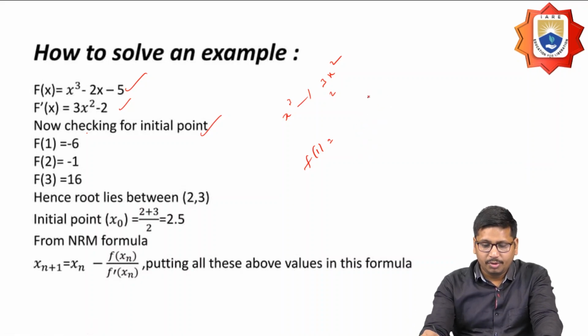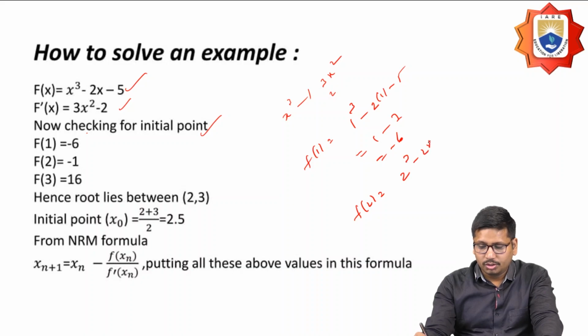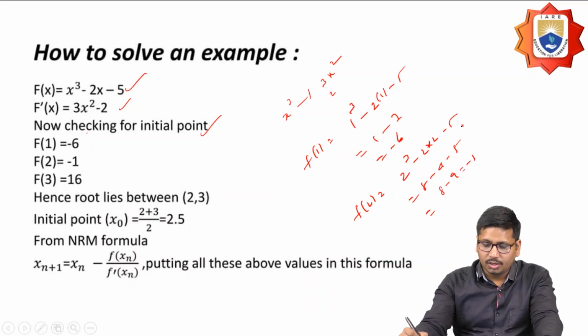So f of 1 means 1 cube minus 2 into 1 minus 5, so 1 minus 7, that should be minus 6. Similarly f of 2 means 2 cube minus 2 into 2 minus 5. So 8 minus 4 minus 5. So that should be 8 minus 9, minus 1.